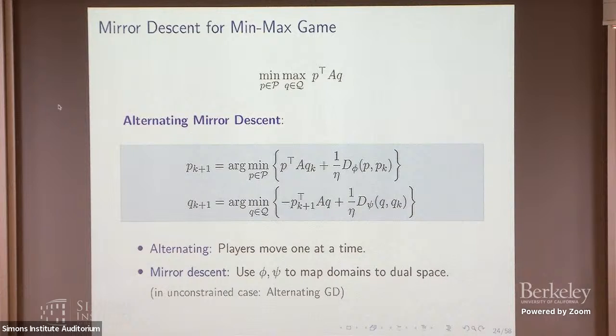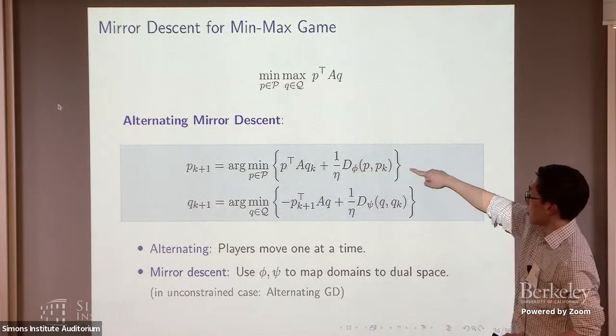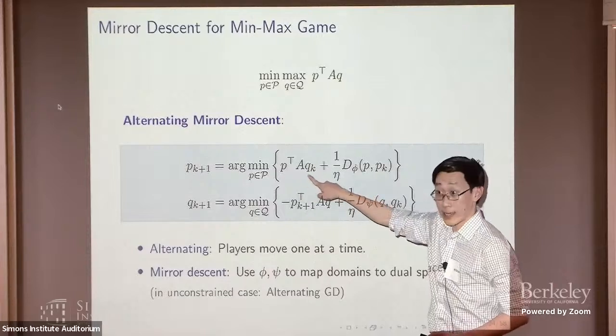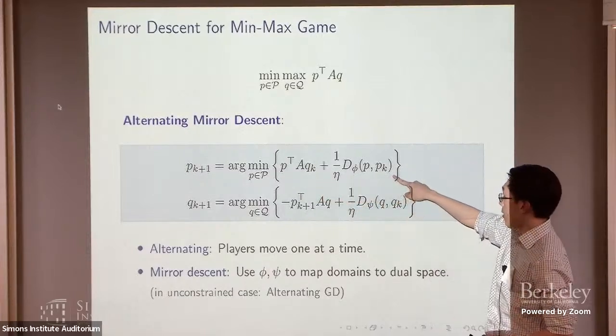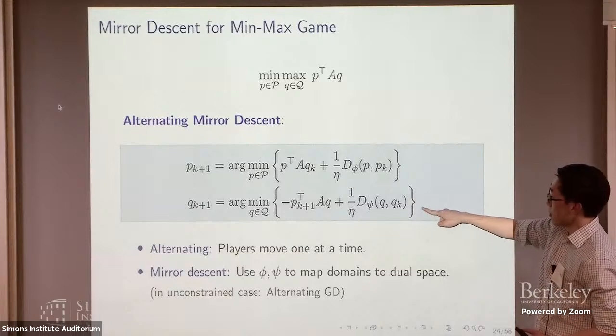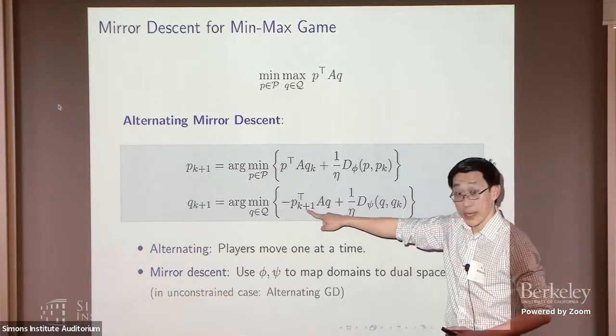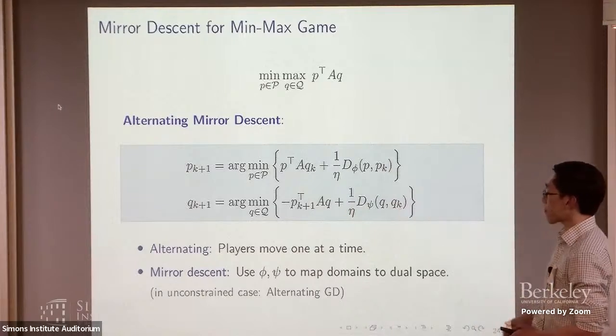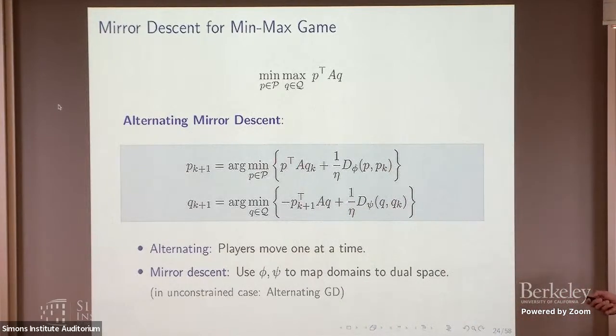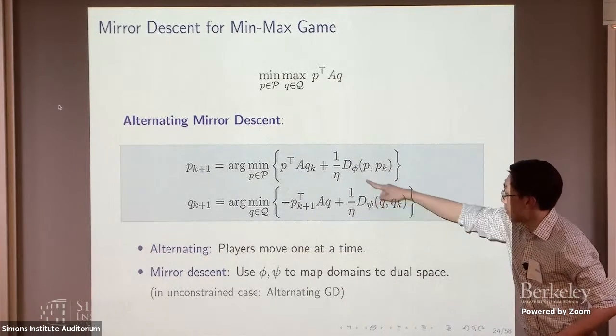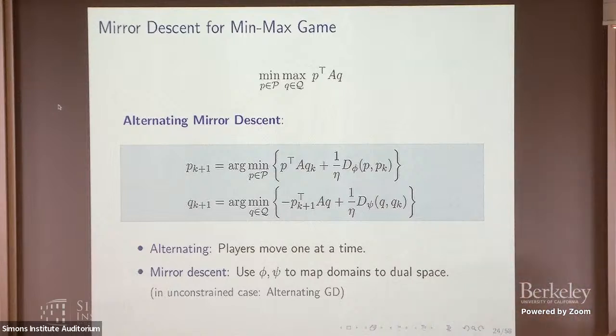So for now let's go back to this basic problem, min-max P transpose AQ. The algorithm we study is this alternating mirror descent, where P now uses mirror descent to minimize the objective function. This is also the linear approximation, plus this Bregman divergence. But Q uses the new value p_{k+1}. That's like the forward-backward. So alternating means they do one step, they make the moves one at a time. And mirror descent means they use these different regularizers on their spaces.